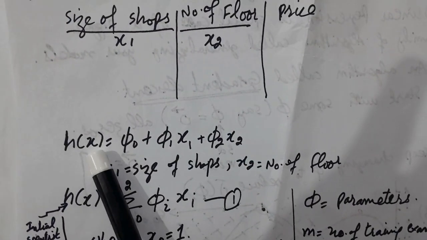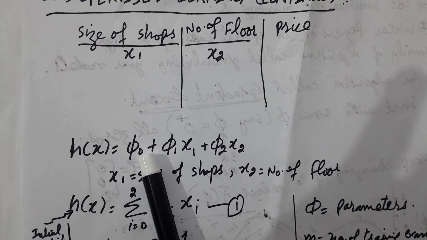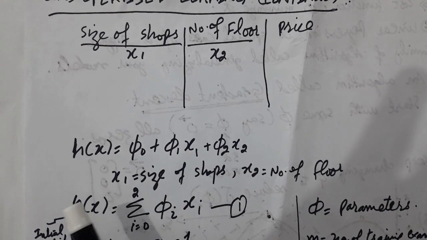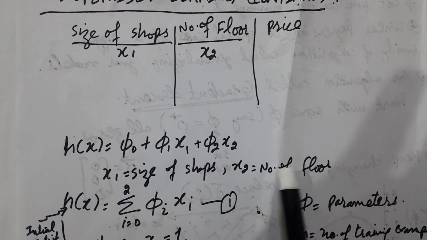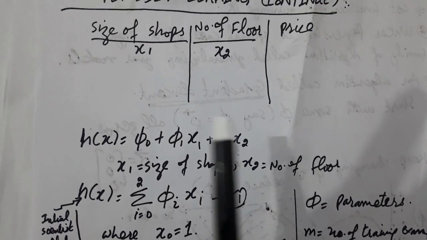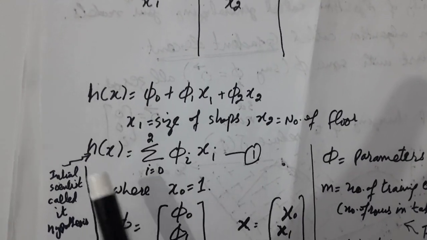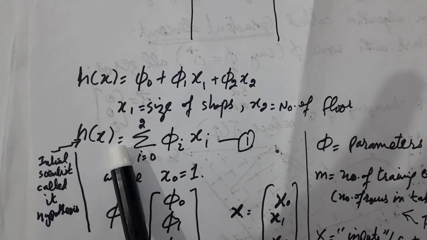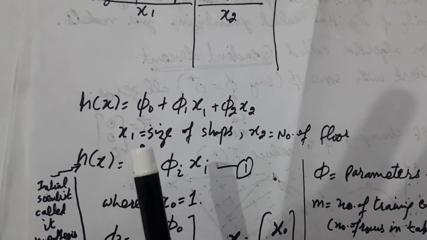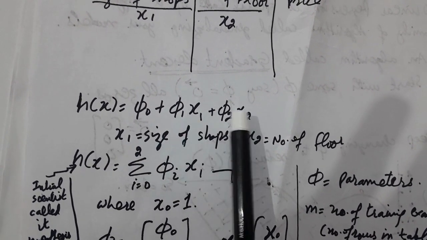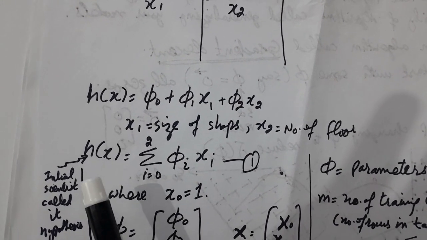So here the equation becomes h(x) = phi naught plus phi 1 x1 plus phi 2 x2. Now here x1 is the size of the shop, x2 is the number of floors. In other words, x1 and x2 are the features. So the equation becomes h(x) is equal to the sum over i from 0 to 2, because initially there are two features starting from 0, of phi i x i.